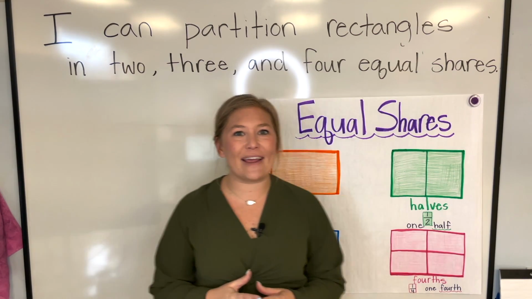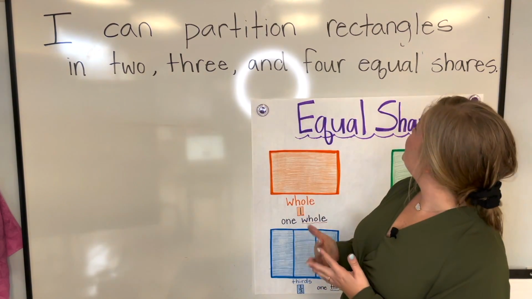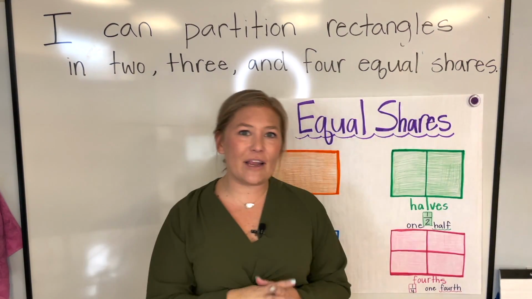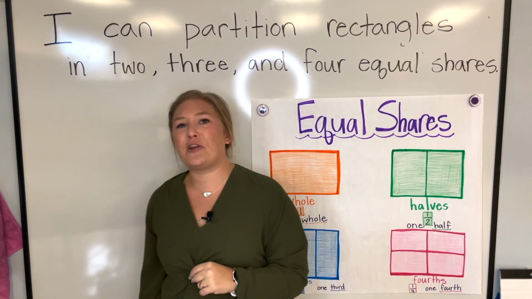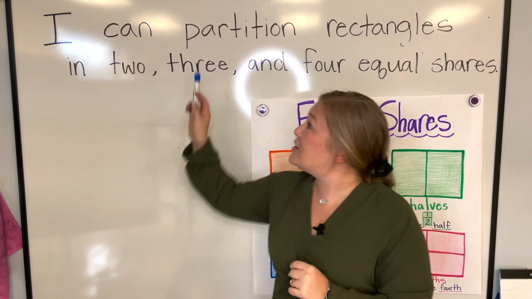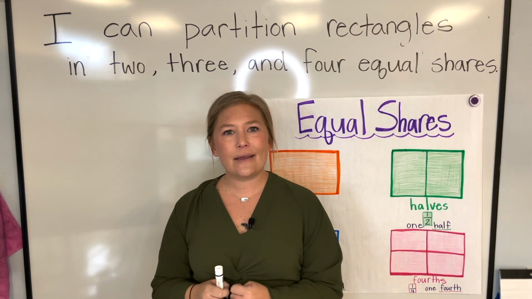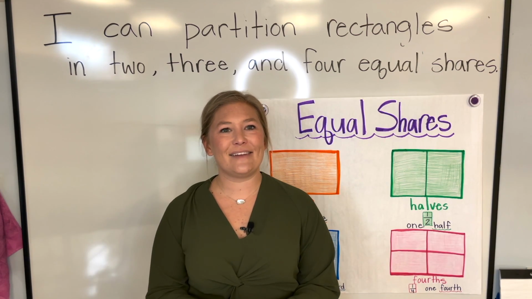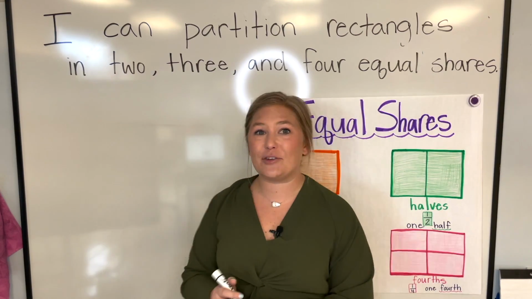First, we have our I can statement. Our I can statement today says, I can partition rectangles into 2, 3, and 4 equal shares. All right, let's break this apart to make it just a little bit easier to understand. So first we hear that word partition. Does anyone know what that word means? If I'm going to partition a shape, what does that mean? Well, when we partition something, we break it into groups, or we separate it into groups.